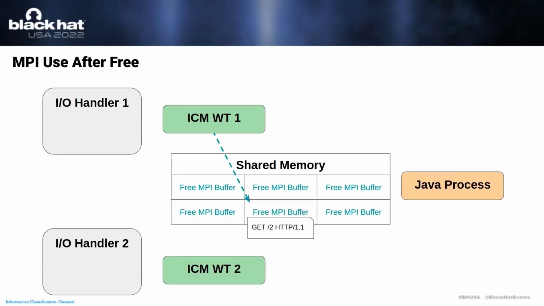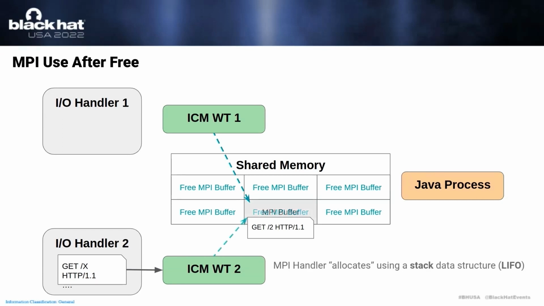So what can we do with this? Well, of course, we can have a reference to a free MPI buffer, and if another TCP connection, another worker thread, tries to store a request in the shared memory, if we are lucky enough, it will reserve the same MPI buffer that we were using.